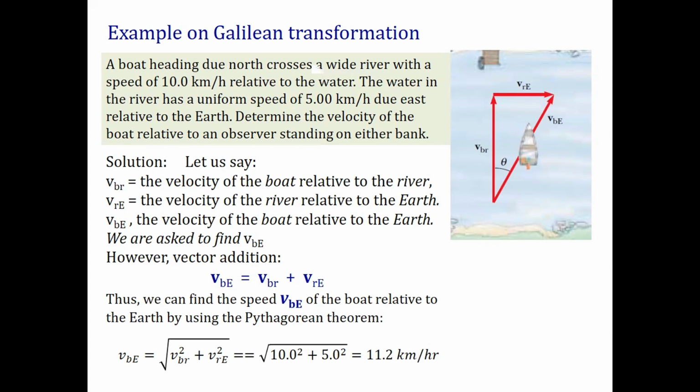The solution is simple. First of all, let us write down the symbols. The velocity V BR is the velocity of the boat relative to the river. Similarly, velocity V RE is the velocity of the river relative to Earth. Then V BE is the velocity of the boat relative to Earth. Now we are asked to find the velocity of the boat relative to Earth.